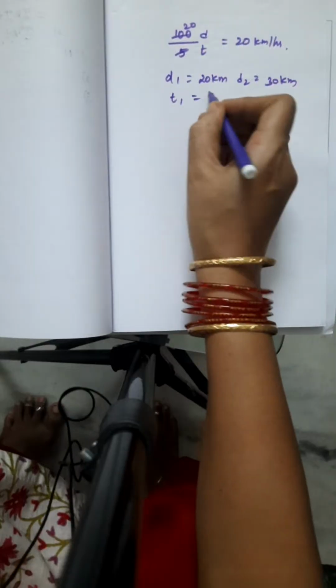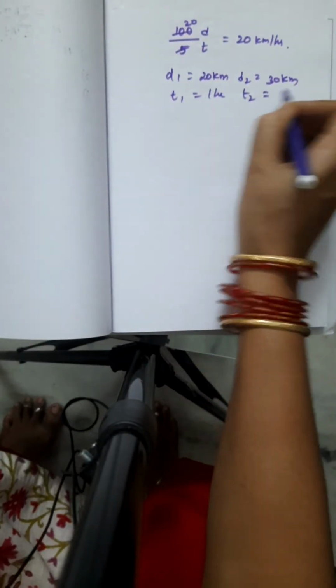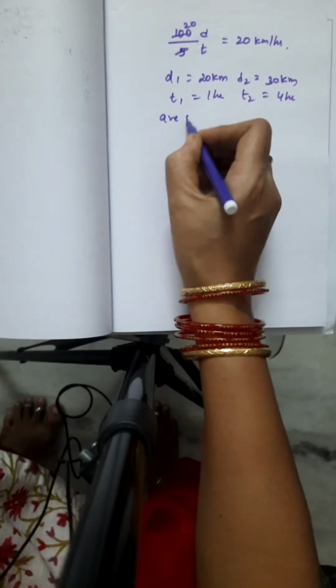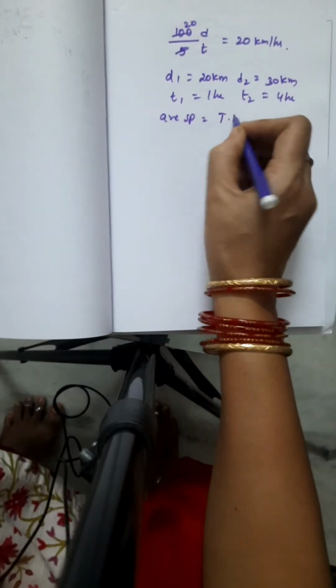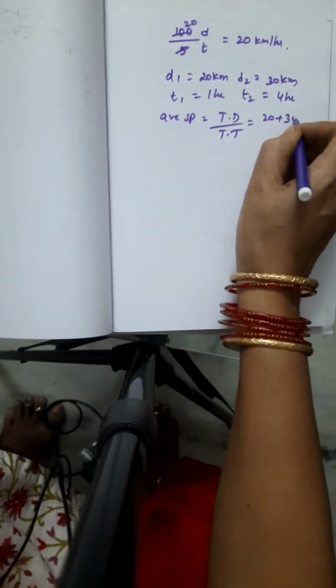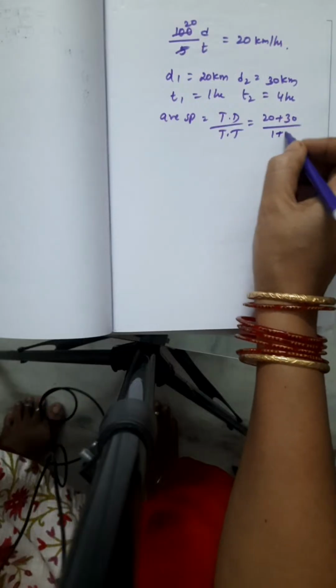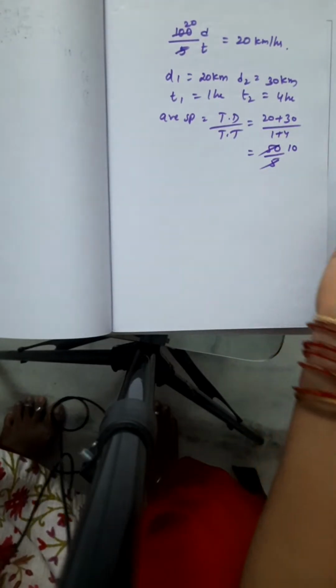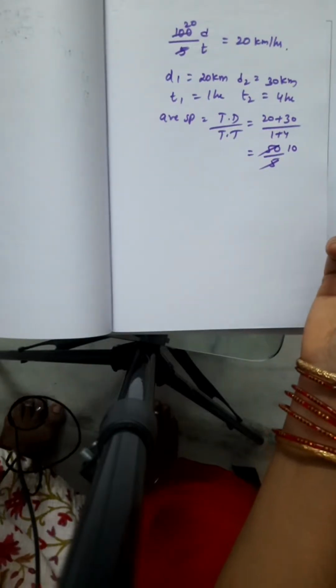Time 1 is 1 hour, and time 2 is 4 hours. So as you know the formula, average speed is total distance on total time. Thus it is 20 plus 30 whole divided by 1 plus 4. Thus 50 on 5. So the final answer is 10. Very good.